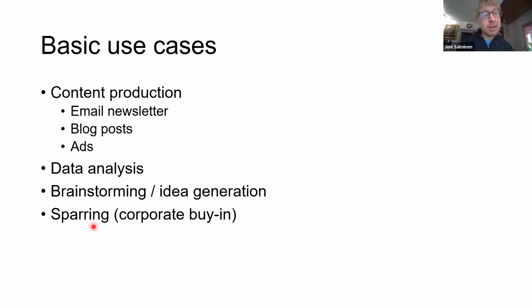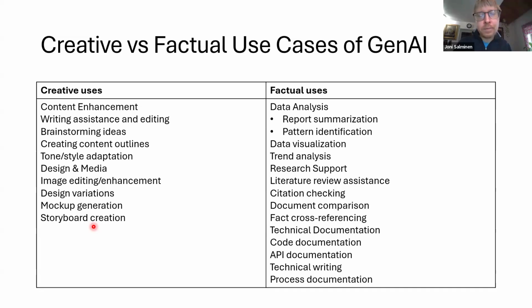So this, I think, would be a very good use case for these models. Overall, what might be challenging use cases are factual use cases. A lot of the stuff like research, literature review, citation checking, fact cross-checking, those are problematic because the models here can have this hallucination aspect where they generate something that's not correct.